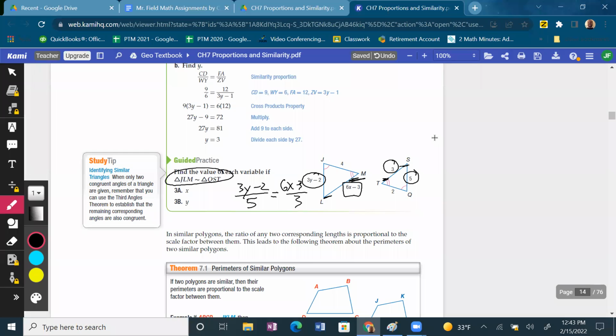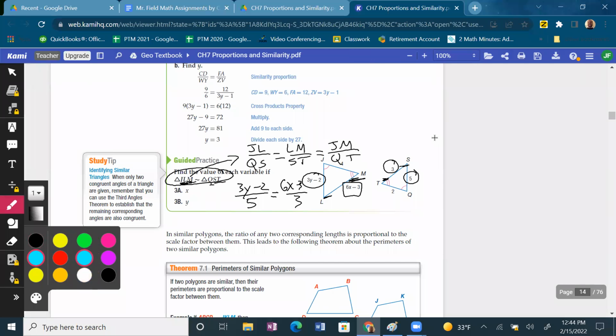But another way I could have done it is by looking at the similarity statement. So the corresponding sides from the similarity statement, JL would be over QS. LM would be over ST. So that's probably an easy way. And JM, first and third, over first and third, QT. So if you're not sure when you look at the picture, it looks deceiving, then you can use the similarity statement if you have it. Once you have them set up, then we're just going to cross multiply.